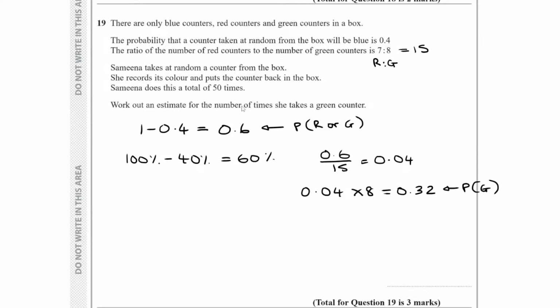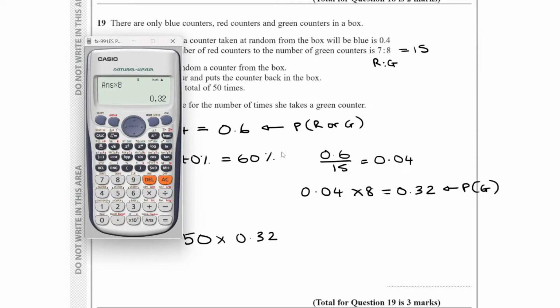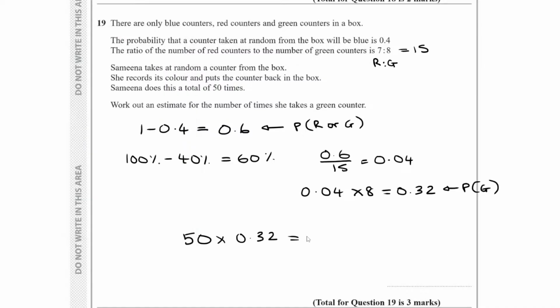So then she's done this 50 times, so the probability of getting green is the same every time because she's obviously put the counter back, so nothing has changed. So then we just want to times that by 50. So effectively, what is 32% of 50? 16. So that's it, 16. Yeah, 3 marks. So yeah, that one's quite a nice one, I think.